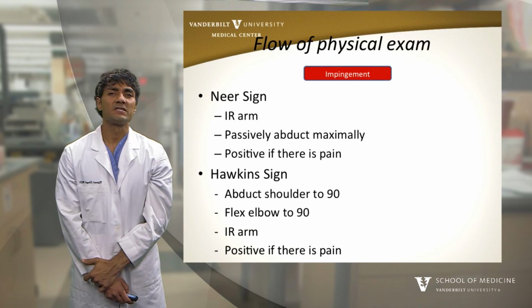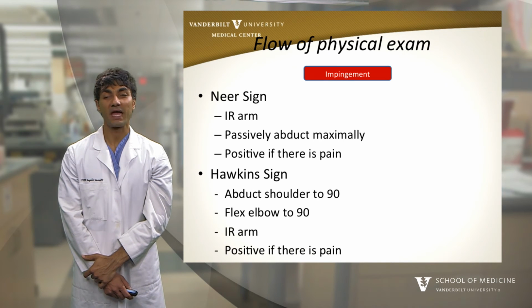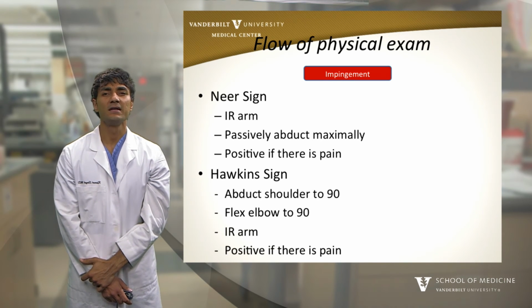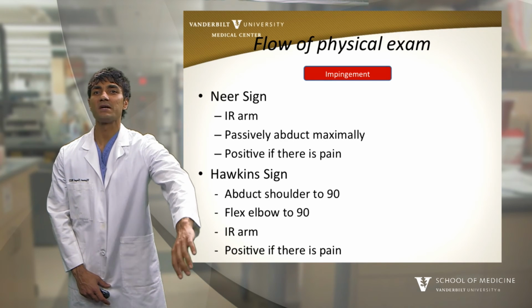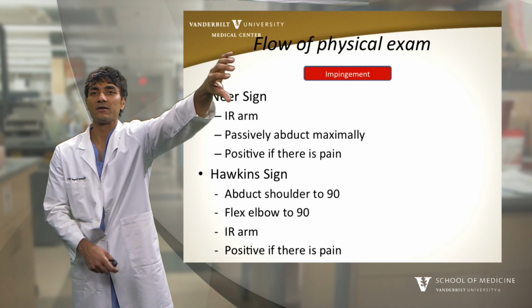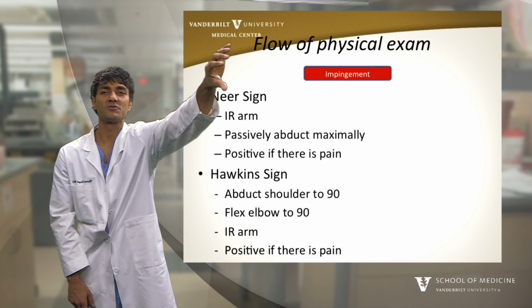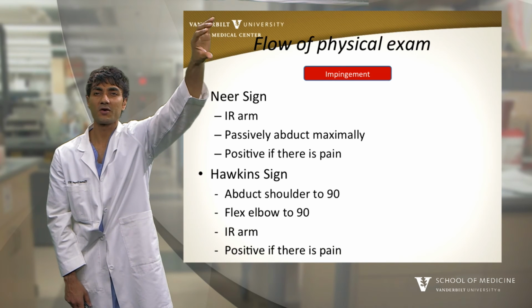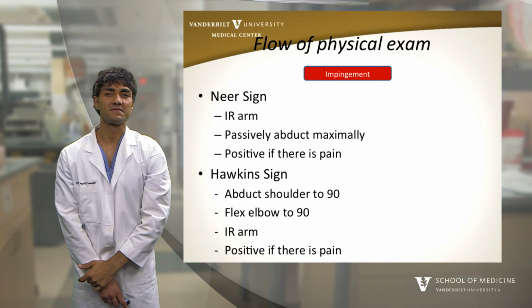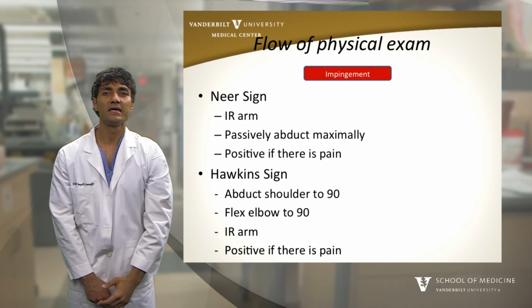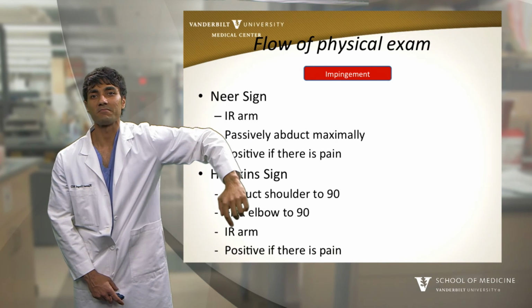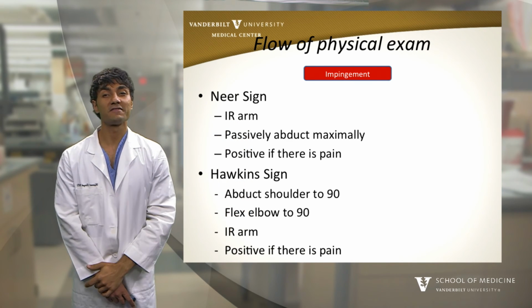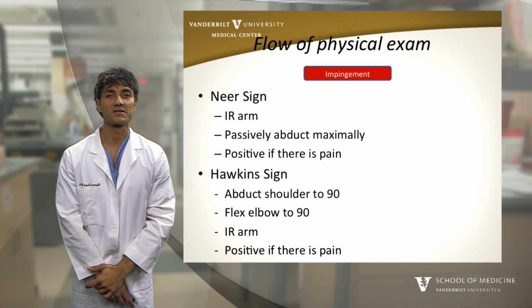There are times where impingement is causing pain in the shoulder. The two impingement tests that I commonly do are, one is the Neer sign, and here you internally rotate the arm and you passively abduct maximally. What you're doing is you're really taking that humerus and driving it underneath the acromion. If they're hurting as you're doing this, it's a positive test. The Hawkins sign is similar. Here you abduct the shoulder to 90 degrees, you flex the elbow to 90 degrees, and then you internally rotate the arm. If they're hurting, it's because you're really driving that humerus underneath the acromion, and that's causing them pain.